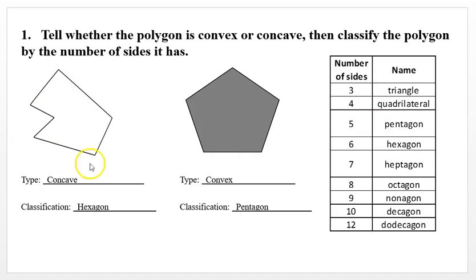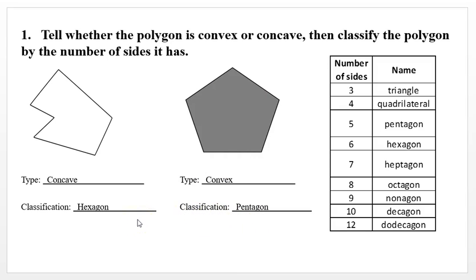For this one right here, you can see that it is concave because of this side. If you count up all the sides, you would see that there are 6 sides. Therefore, it is a hexagon. For this one, there are no sides that cave in, so it's called a convex polygon. And it's 5-sided, so you would label it a pentagon.